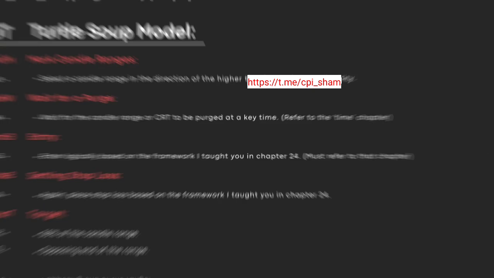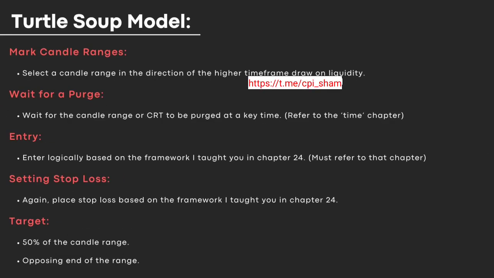So moving on, here in this slide, let's first talk about the Turtle Soup entry model. Now remember, for each one of these models, you're going to follow exactly the same routine and mechanical approach that I taught you in the chapter before this. The first and most important thing is marking a candle range, or a CRT. You're going to select a candle range in the direction of the high time frame draw on liquidity, and that is going to act as an anchor point for you to frame your entry. This is basically a reference position for you. Once you've done that, the second thing is that you're going to wait for the candle range to be purged at a key time.